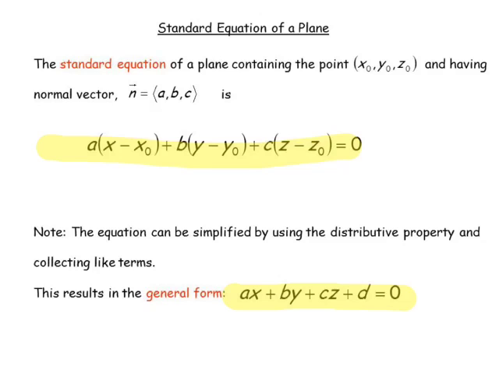So when I ask for the standard equation, you can leave it as a times the quantity, b times the quantity, c times the quantity. If I ask for the general form, that means I want you to go ahead and multiply it out and combine those constants together. But notice how both of them are still set equal to 0.